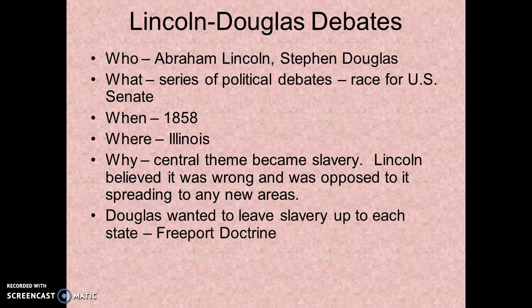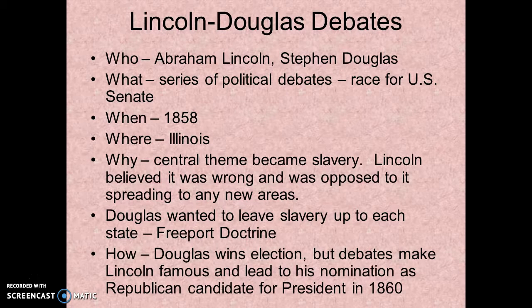Whereas Douglas was a fan of what he called the Freeport Doctrine, which was like states get to vote whether they want to have slavery or freedom, and the federal government shouldn't have any say in it. It should be the state's right to determine whether they should have slavery. Douglas actually ends up winning this election, but Lincoln gains a lot of notoriety amongst abolitionists and amongst other Northerners. And this kind of launches his political career, and he runs for president in 1860, which we'll get to here in a second.